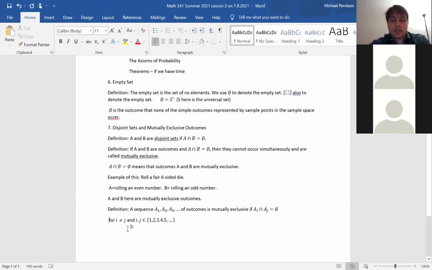I'm just going to move this here so this is all together. Okay, so a sequence A1, A2, A3, and so forth of outcomes is mutually exclusive if the intersection of any two of them is empty, meaning any two of them are disjoint, are mutually exclusive. The notation is A sub i intersection A sub j equals the null empty set for i not equal to j, with i and j being positive integers. Make sense? Okay, so this is just the mathematical notation for that.